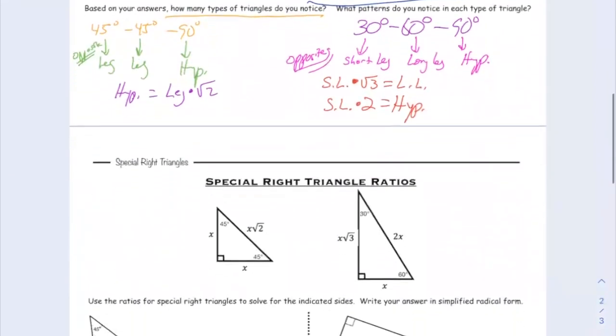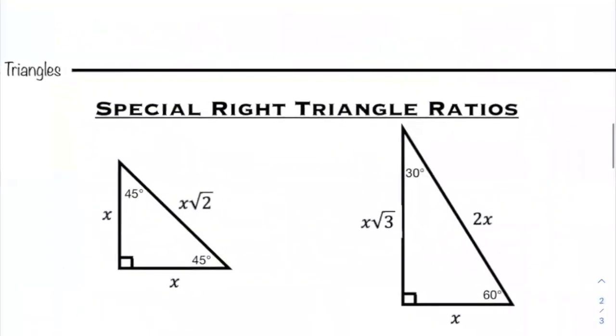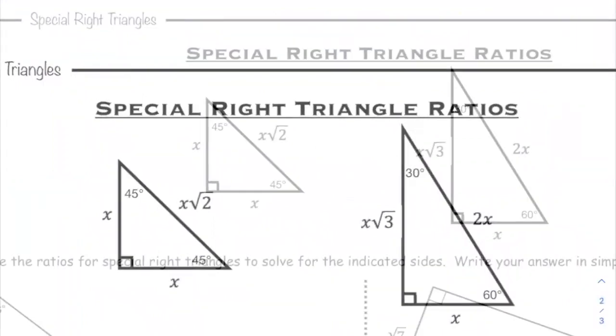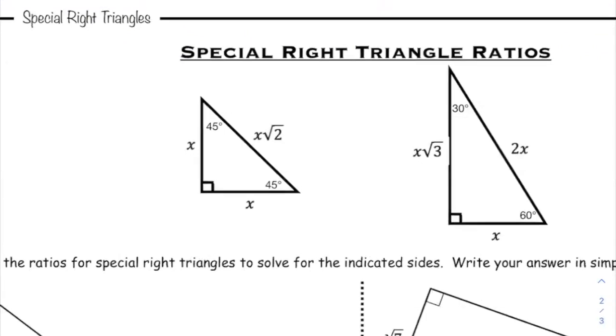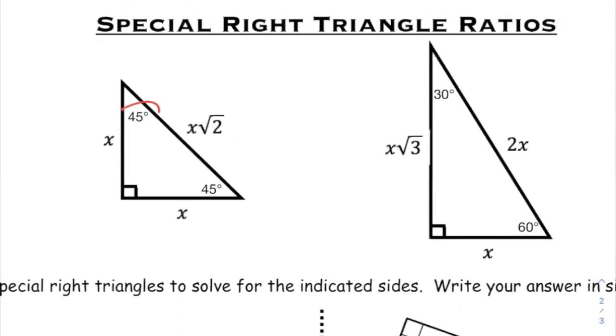Okay. This is what you figured out right here. This is what we just discovered. So let's look at it. What did we just discover? We discovered that in any 45, 45, 90 right triangle, the 2 legs are congruent. So if this one is 8, this is 8. If this is 82, this is 82. Doesn't matter. But then if I want to know the hypotenuse, I just take that leg and I multiply it by root 2.